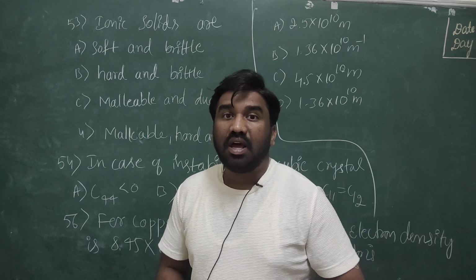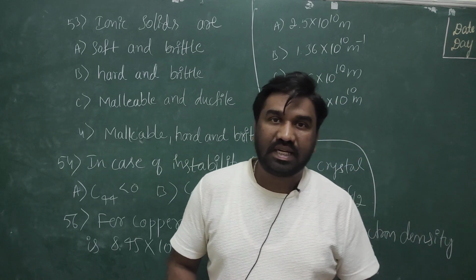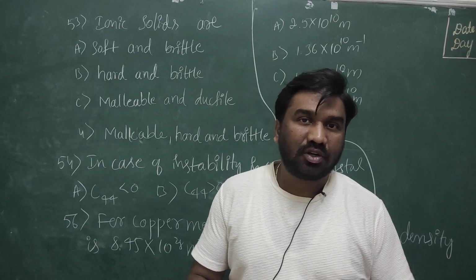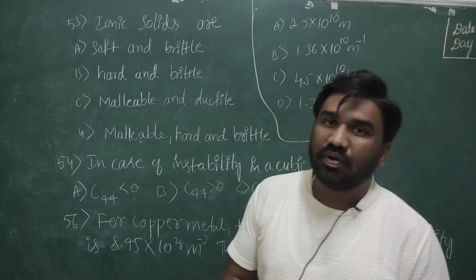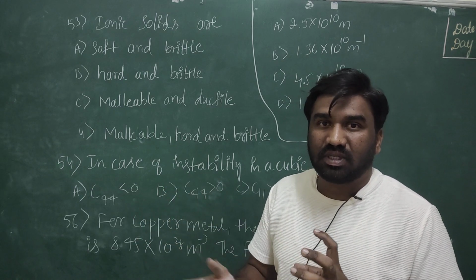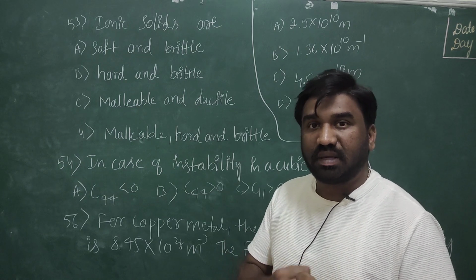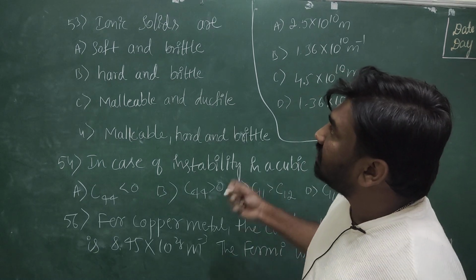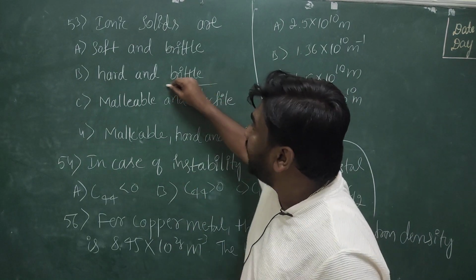So what is an ion? If an atom loses an electron, or gains an extra electron or extra charge, it behaves as an ion. If an atom loses one electron, it behaves as a positive ion. If an atom gains one electron, it behaves as a negative ion. So an ionic bond is made by electrostatic force. It's a charged bond, so it has some attractive force and some repulsive force. That's why ionic bonds are strong bonds, and therefore ionic solids are strong. Strong means hard, but it is also brittle.